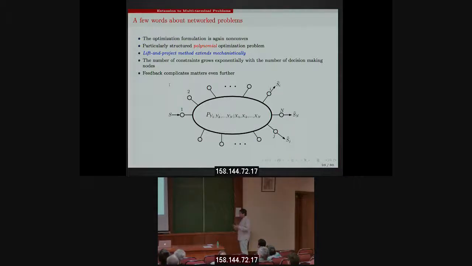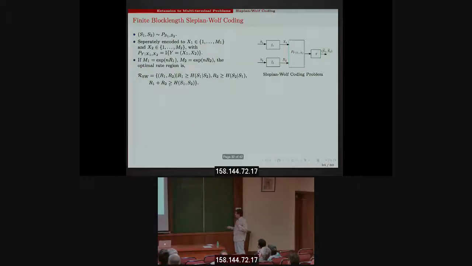But the method of constructing relaxation extends mechanistically. So you can get these relaxations for polynomial optimization using the same sort of method, and so you can get an LP relaxation, but the number of constraints grows rapidly. You have to tackle that in a systematic way. Okay, feedback complicates matters further, so I have not considered feedback in this.